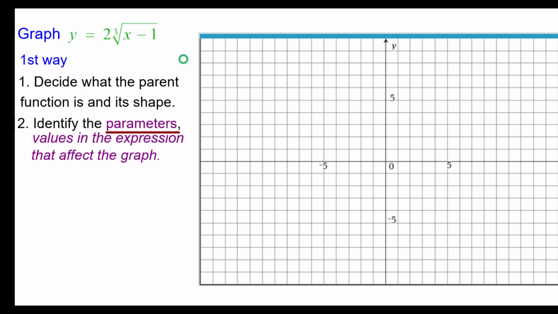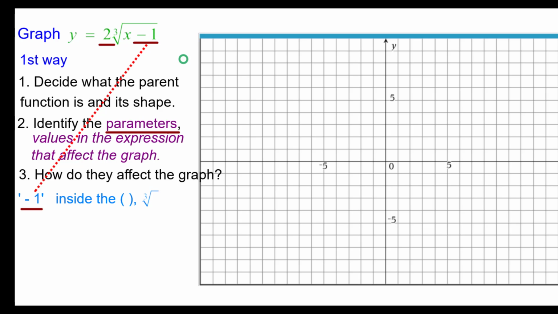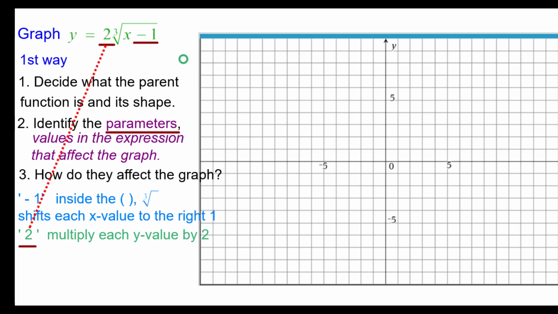Identify the parameters. Those are the values in the expression that affect the graph, and there are 2 different ones in this one. How do they affect the graph? The minus 1 is inside the parentheses, inside the cube root function, so it shifts each value to the right 1 unit. The 2 multiplies each y value by 2.